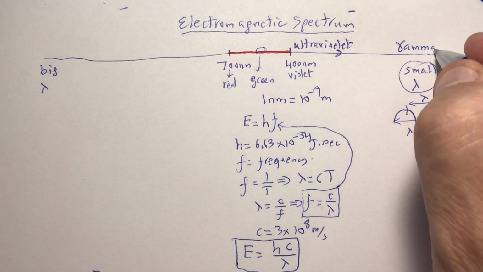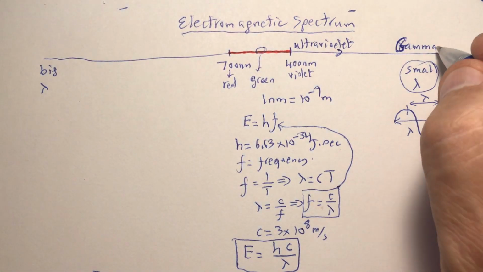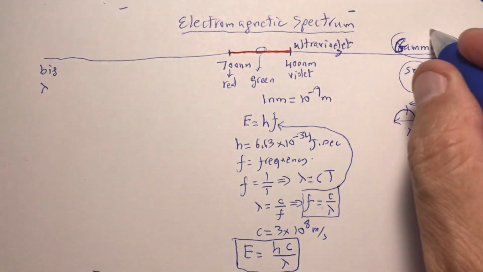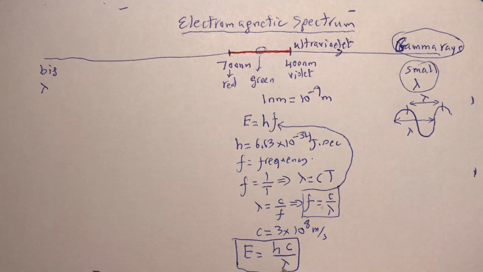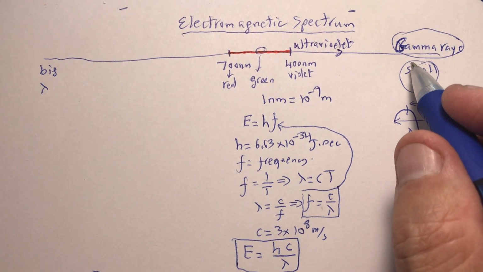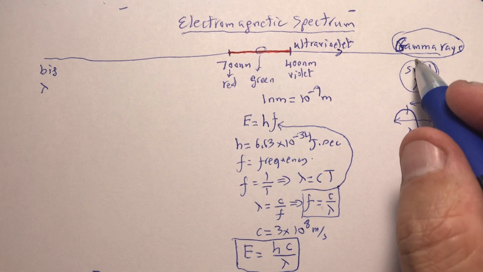Gamma rays. So these gamma rays have very short wavelength, so they have very high energy. So gamma rays are very high energy waves. They can actually penetrate concrete, several feet in concrete, gamma rays.